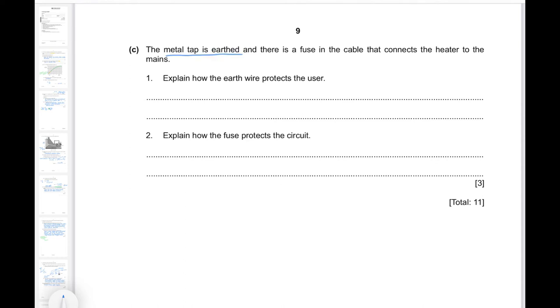And part 2 asks you to explain how the fuse protects the circuit. So if the current in the wire exceeds the rating of the fuse, which is going to be the ideal current which you want in the circuit, if the current exceeds that, the fuse will melt, the circuit will break, and current would not flow anymore, which is how it will protect the circuit.